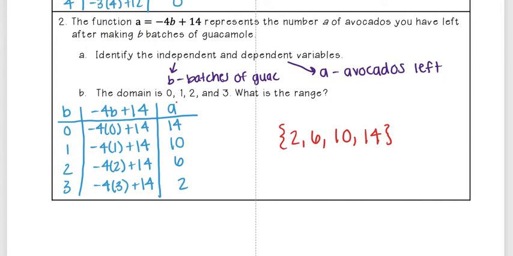And so it said the domain is 0, 1, 2, and 3, and I wanted to find the range. And so I put my input, which was my independent, which was B, here, and I inputted that into my equation to find my A. And so I got this as my range. And so if we're reading this to see what this means, when I had 0 batches of guacamole, I had 14 avocados. So I started with 14. But by the end, after I made 3 batches of guacamole, I only had 2 avocados left.